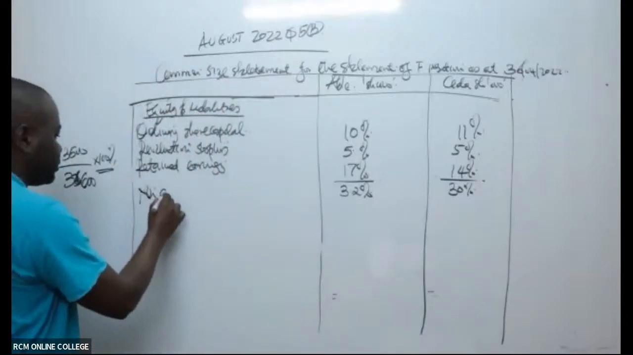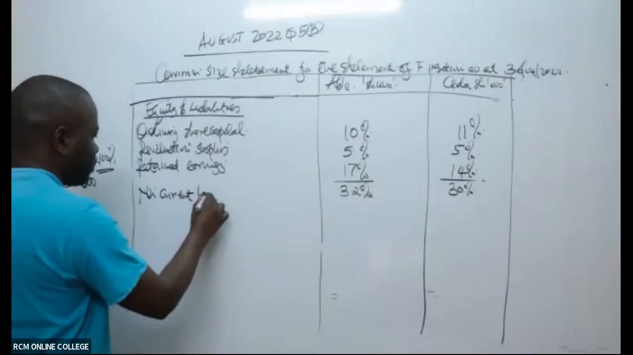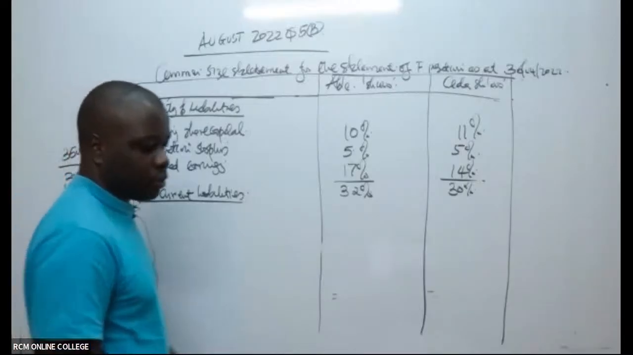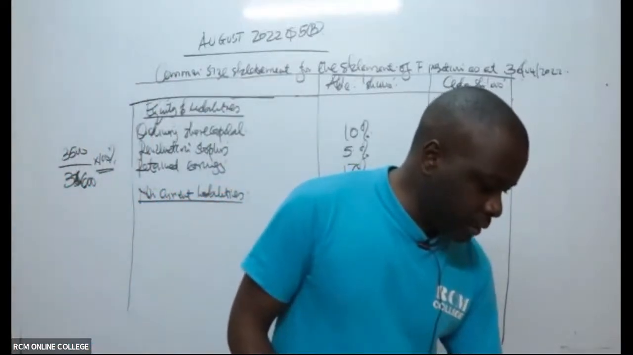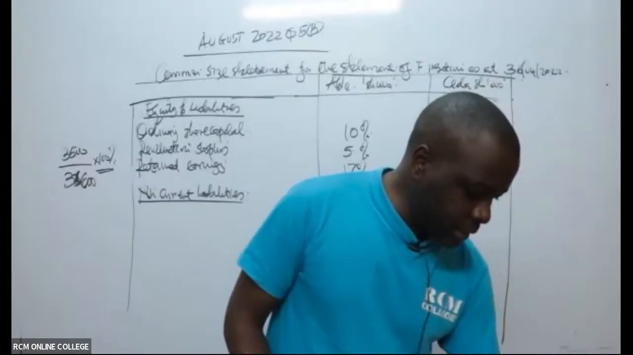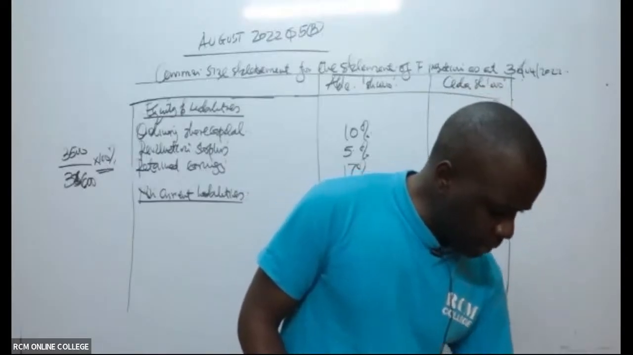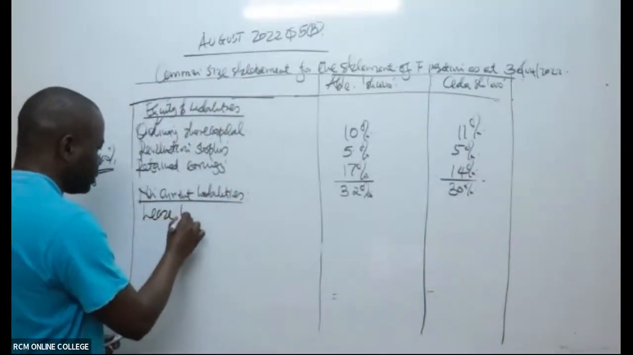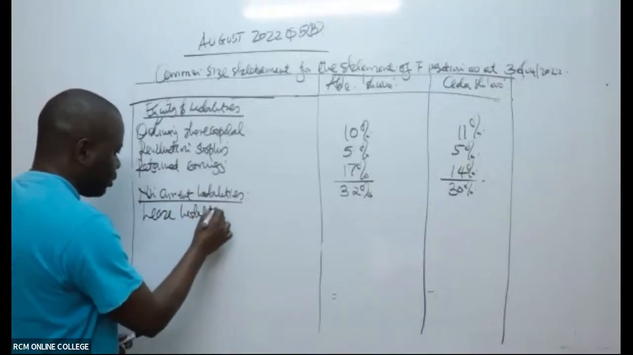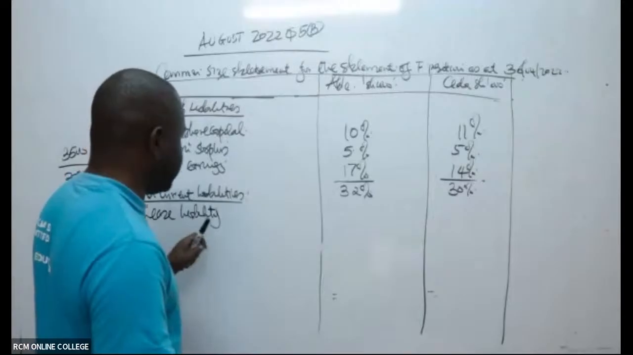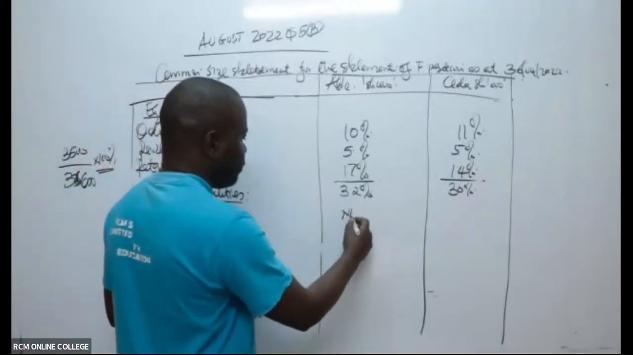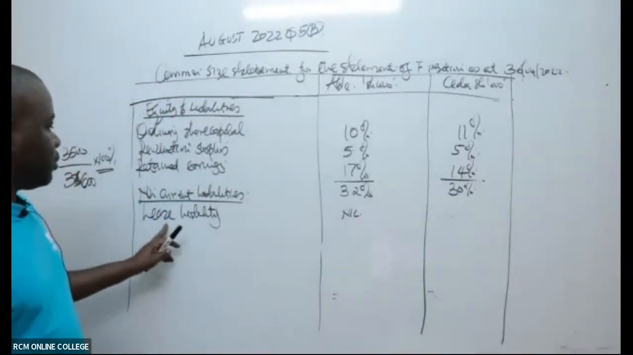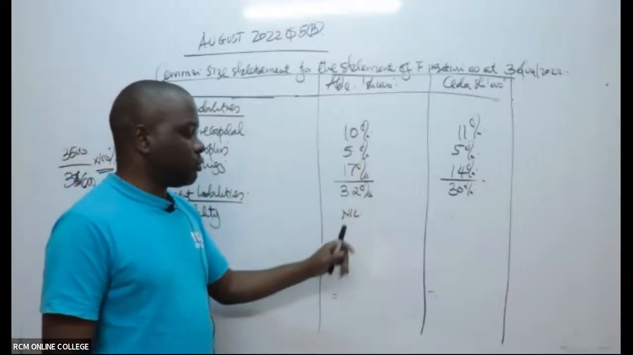So for non-current liabilities, the first item we have is lease liability. They had a long-term lease, probably. So this one is nil because there's no figure there. What about here? This one is nil because there's no figure. Under Able, there's no figure there.